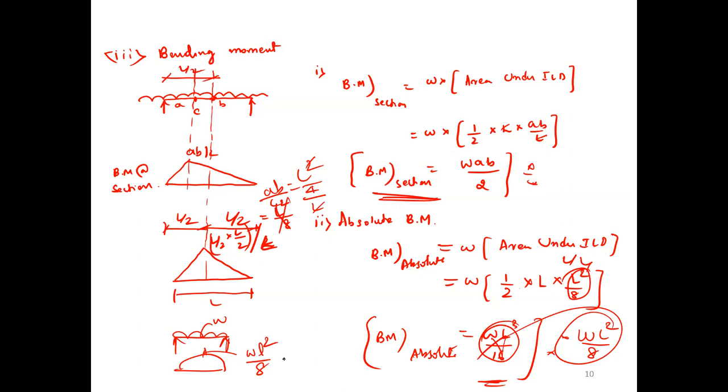WL square by 8. Very good. Any doubts? So I think here it's not W A B by L. It's right. It is right. No problem. L L gets cancelled.